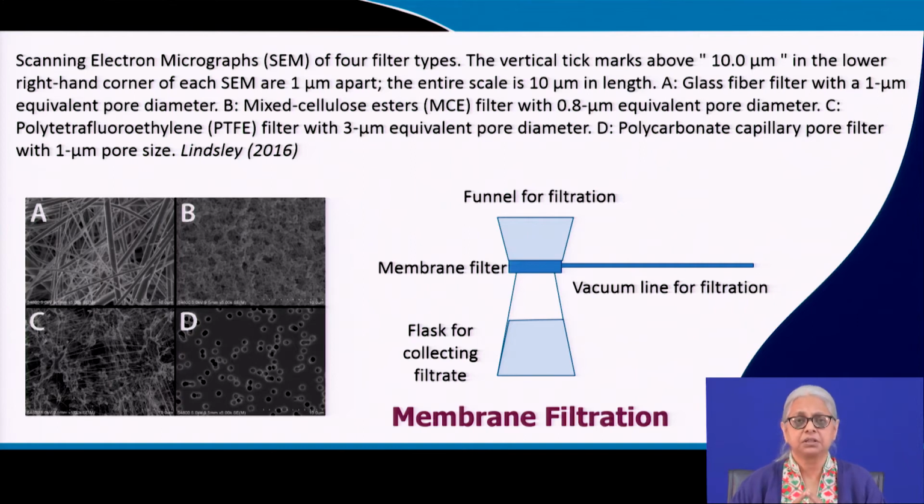None of the pores in these filters is uniform. They all have a large variation in terms of pore sizes. So there used to be a standard practice of using pure protein solutions with a defined molecular weight to determine the pore sizes. So those were called effective pore sizes. Here we have equivalent pore sizes.